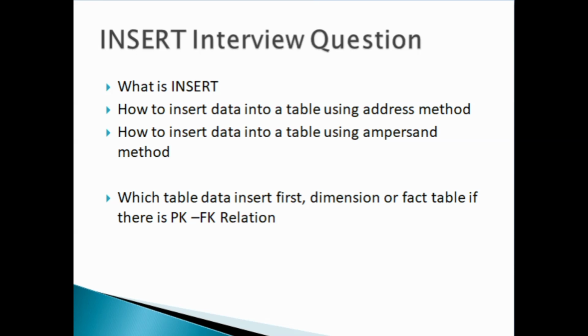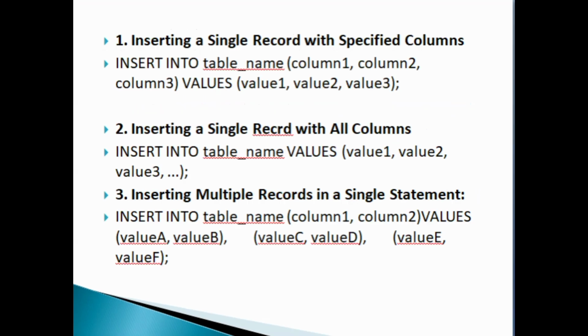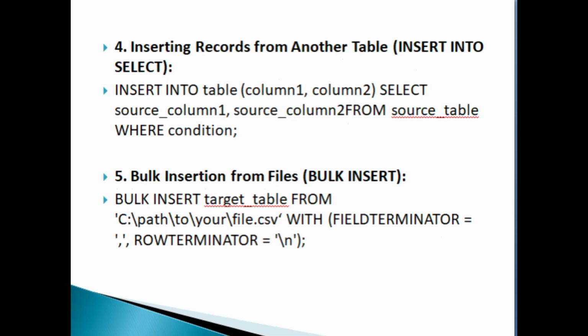Interview questions, again one more. Suppose there is a dimension and fact table having a primary key and foreign key relation. Which table do you need to insert the data into first? Why? Inserting a single record in a specific column. Inserting a single record with all columns. Inserting multiple records in a single statement. Inserting records from another table.